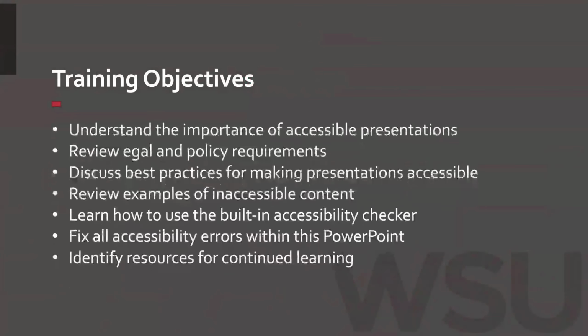The presenter advances to the training objectives slide, which features a bulleted list on a dark gray background. Today's training objectives are we're going to hopefully understand the importance of accessible presentations, ignore my typo about legal and policy requirements, discuss best practices for making presentations accessible. I'll review some examples of inaccessible content. We'll learn how to use the built-in accessibility checker in PowerPoint. We'll fix all the accessibility errors within this PowerPoint. I've intentionally left several errors so that we can use that as a learning opportunity. And then we'll lastly identify some resources for continued learning.